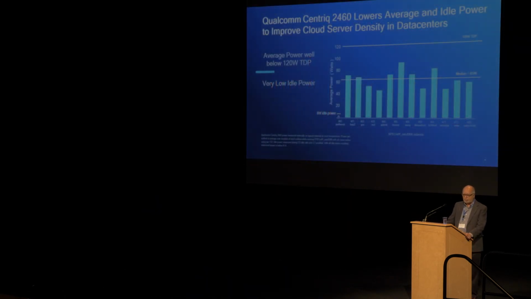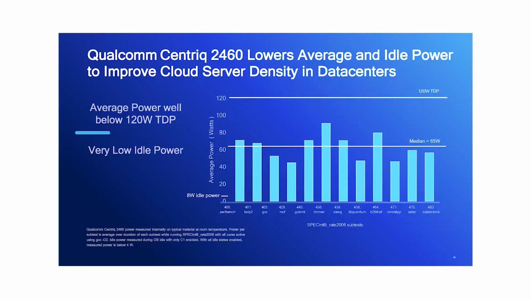So we talked about overall performance, but average power and idle power also matter, because the energy consumption is not based on what the maximum power is, it's based on the average power. So what we did is we took our chip and measured the average power running the SPECint benchmark. There are 12 subtests in this benchmark.